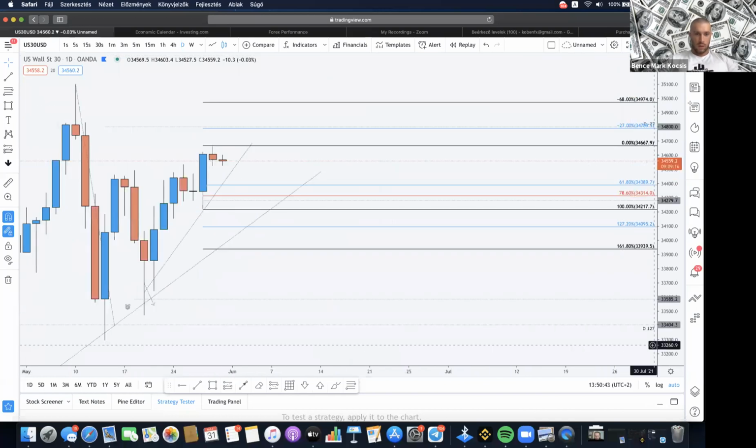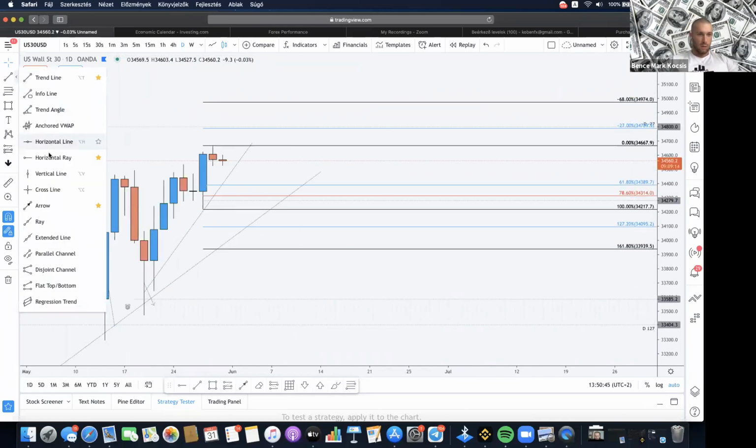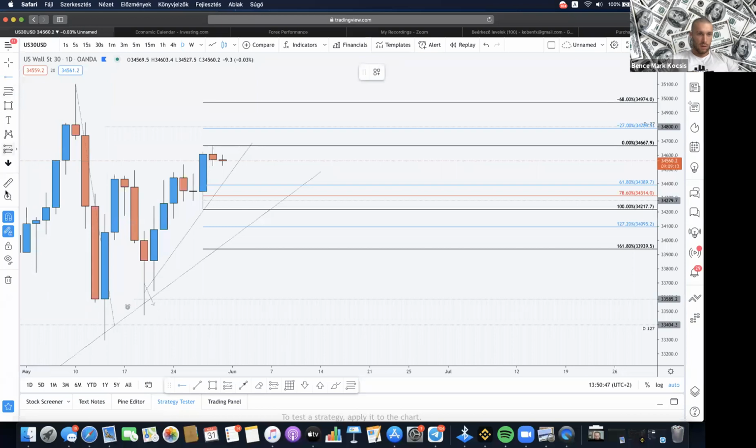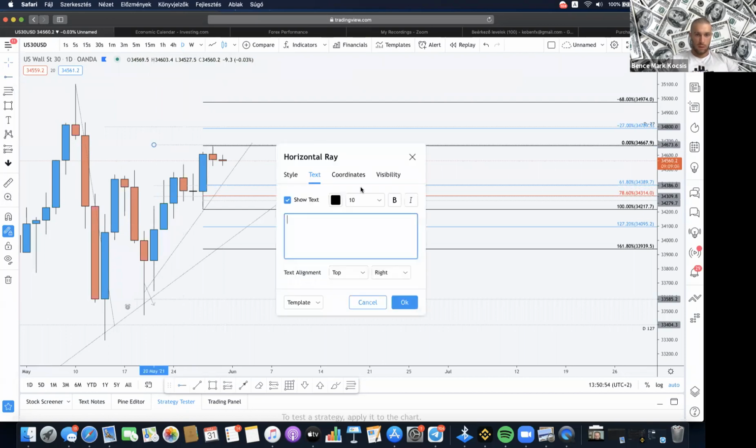And let's mark up the important levels. What is the 618, 78.60, previous high and the minus 27.